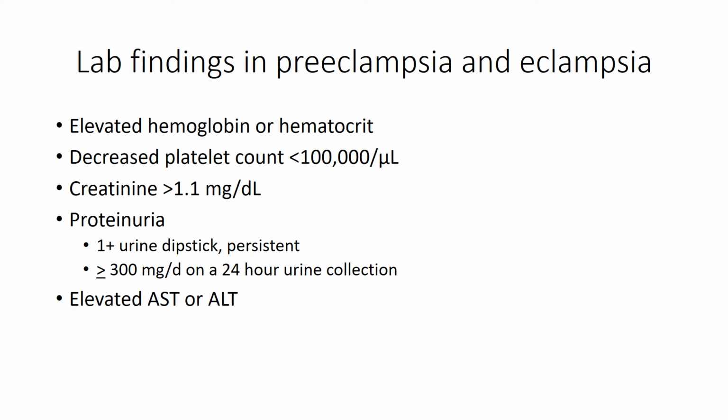Liver transaminases can also be elevated in preeclampsia. Alkaline phosphatase is produced by the placenta during pregnancy and will be routinely elevated and therefore is not a marker for preeclampsia.